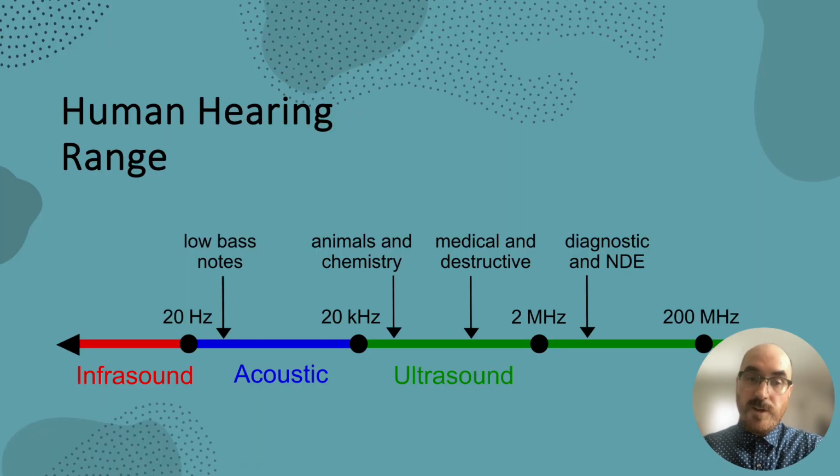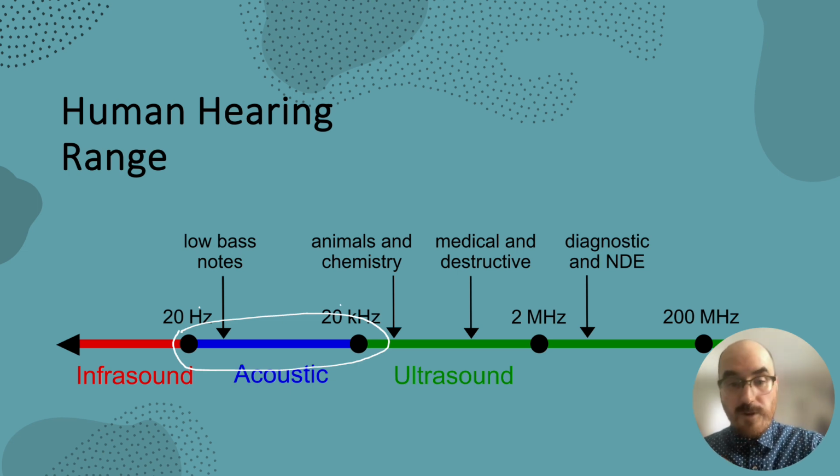As I mentioned, we have a limited range that we can hear, right? There are all kinds of frequencies going on. Human hearing is this area right here, between 20 hertz and 20 kilohertz, or 20,000 hertz. Some animals like bats can create and hear sounds up to like 80 kilohertz, so much higher than humans.